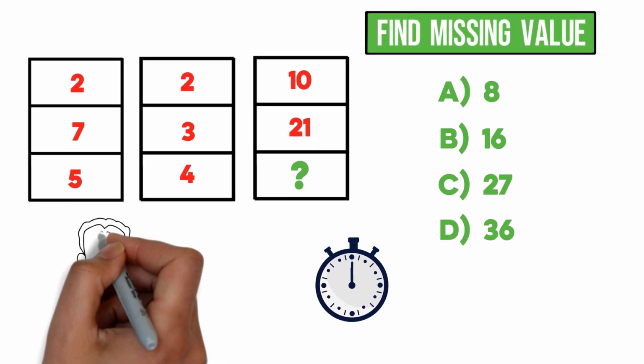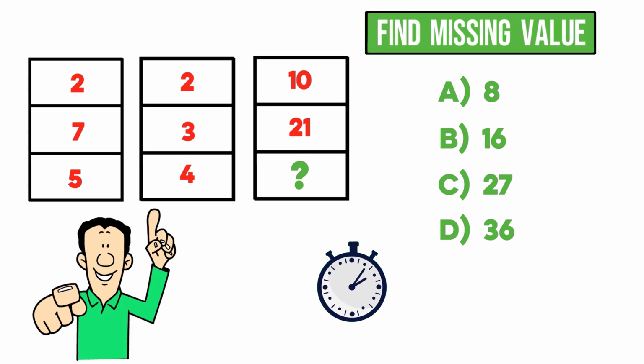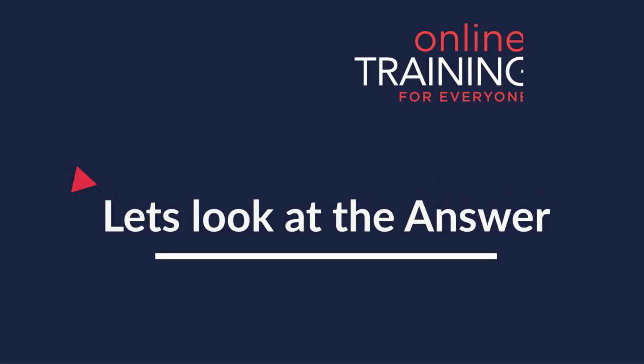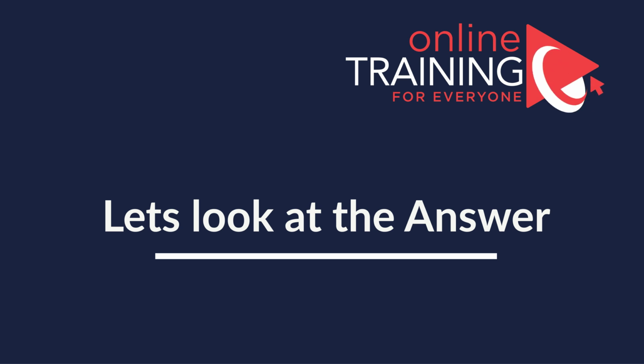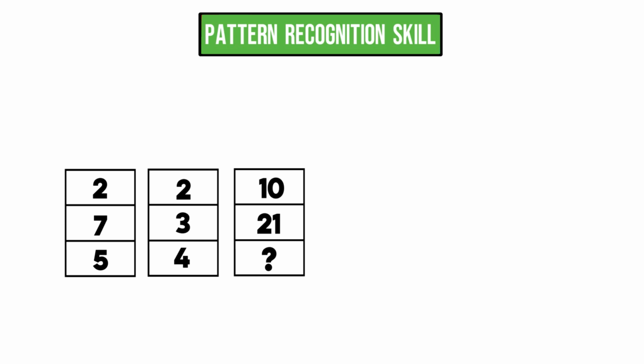Do you think you can recognize the missing value? Give yourself 5 to 10 seconds to see if you can come up with the answer. Did you figure out the solution? Let's continue to see how we can get to the correct solution together. The most important skill to solve these types of problems is pattern recognition skill. To recognize the pattern, you need to look closely into each column.